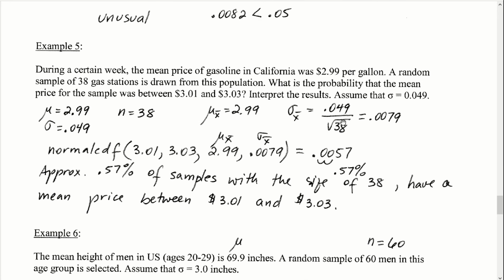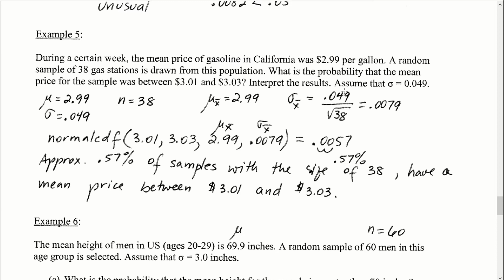Let's take a look at another one. In example 5, it says during a certain week, the mean price of gasoline in California was $2.99 per gallon. We're going to take a random sample of 38 gas stations, drawn from this population. What is the probability that the mean price for the sample was between $3.01 and $3.03? And we're going to interpret the results. Let's assume that the standard deviation for all gas prices that week was 0.049.